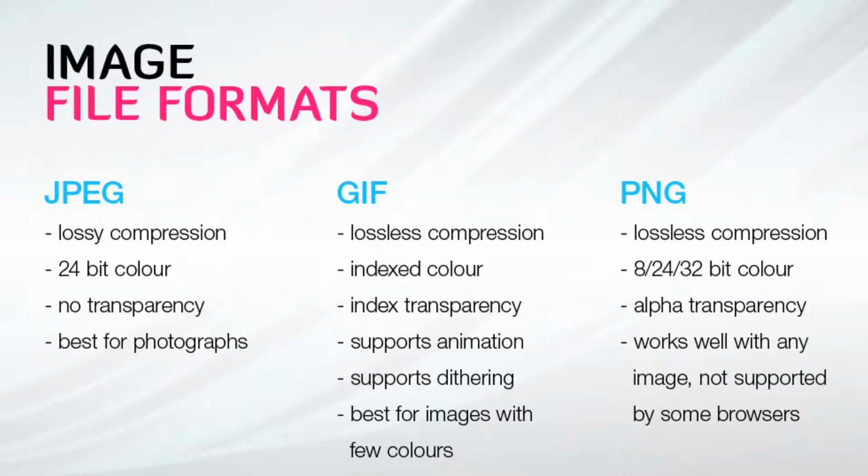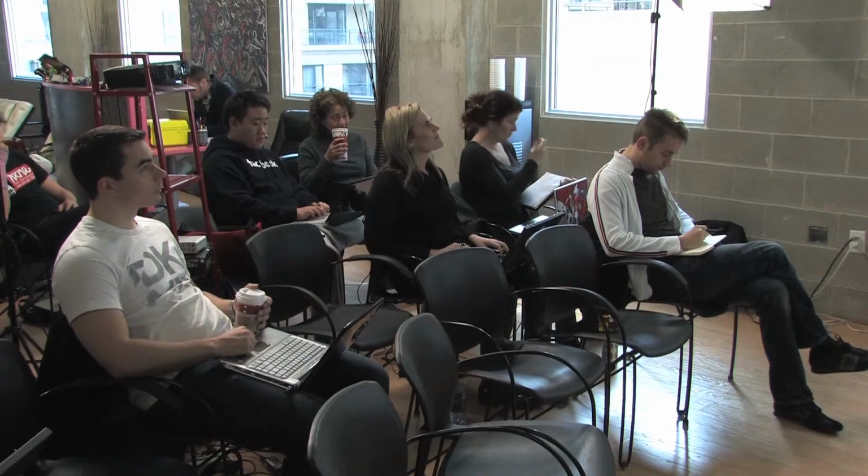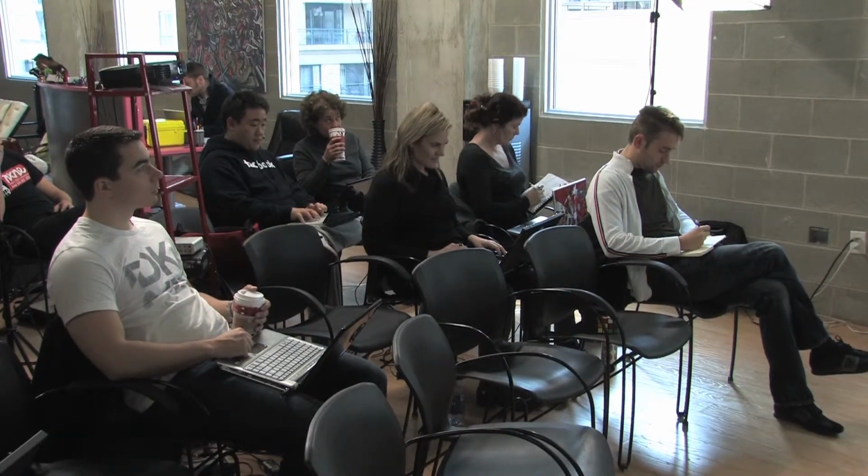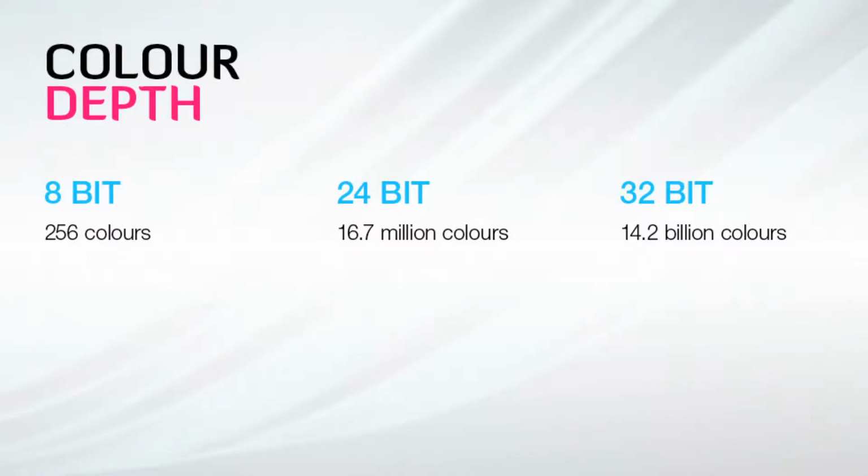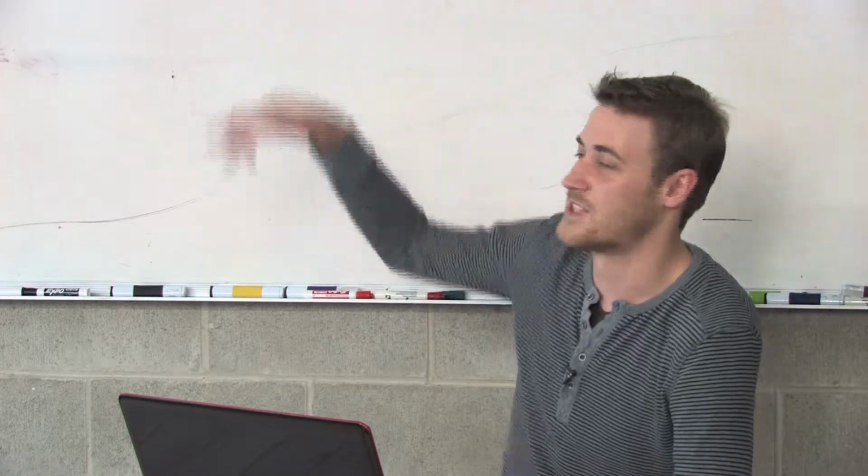It supports 8, 24, and 32-bit color, and alpha transparency. It works well with any image, but is not supported by some browsers. So these are the different color depths. 8-bit is 256 colors, 24-bit is 16.7 million, and 32-bit is 14.2 billion colors. Usually you'll just go with 24-bit because the human eye can't really detect that many colors. It can't really tell the difference, so 24-bit is your best bet.